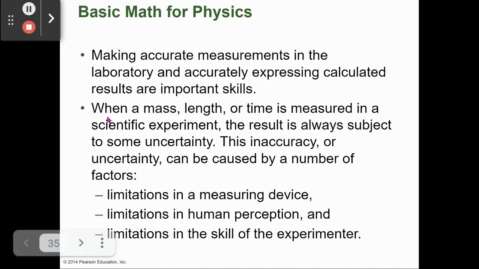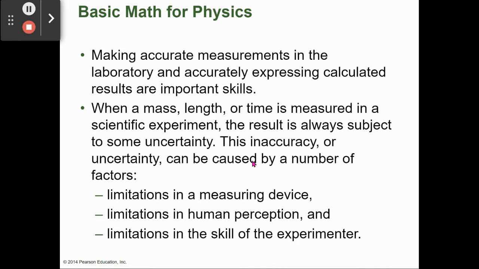All right, so here we go. Making accurate measurements in the laboratory is an important skill. So when a mass, length, or time is measured in a scientific experiment, the result always has some uncertainty. You don't need to write all this down because we're leading up to something else. This inaccuracy or uncertainty we have to account for.